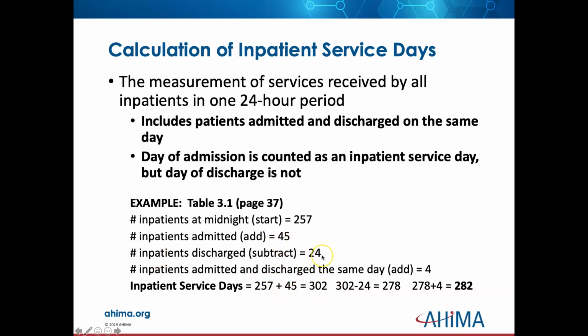Now I have 24 discharges. Well, what do I do with discharges? I subtract those. So 302 minus 24 is 278. Now I've got these 4 inpatients that were admitted and discharged the same day. Guess what? Remember, we count those and they each get the number of 1. So I've got 4, so I add 4. 278 plus 4 is 282. So for this example, we started with 257, we end with 282. Excuse me, 282. And that's how we got there.